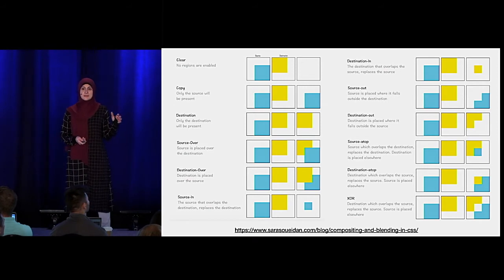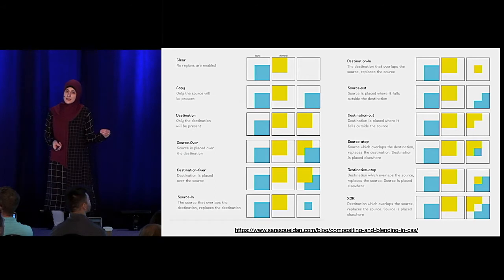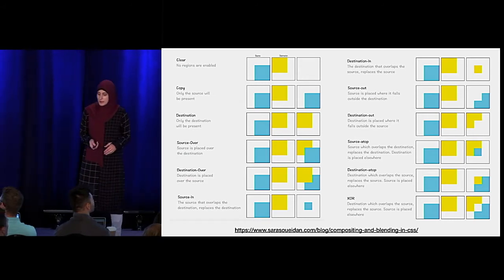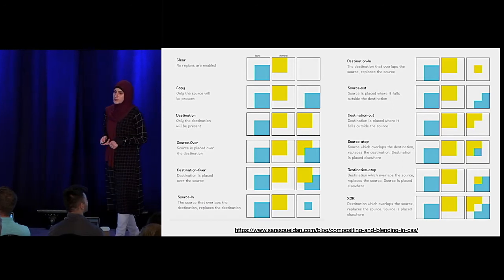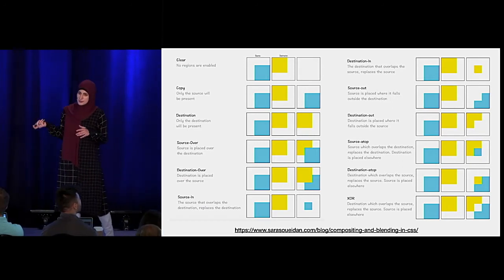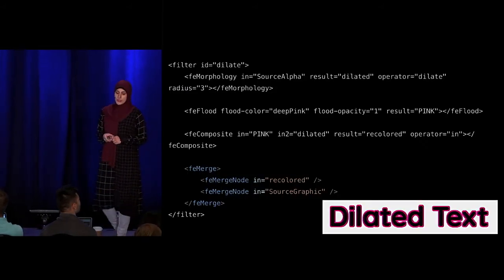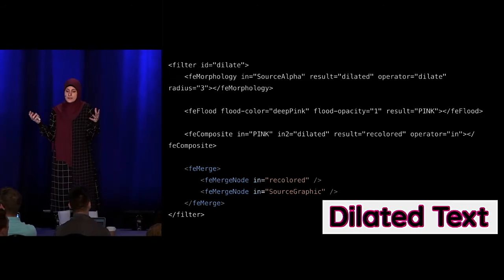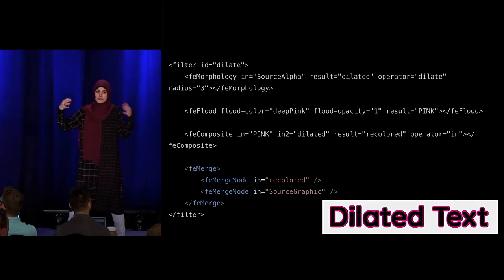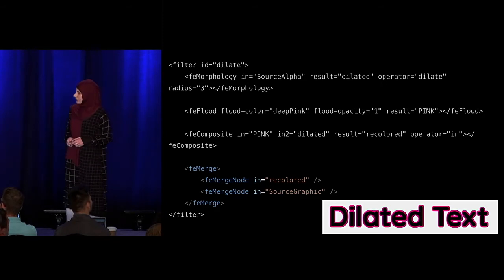Am I making sense? Okay. So in other words, compositing the flood color with the dilated text is how you colorize that text. And at this point, the colored shadow is the only thing that is rendered on the screen, so we need to make sure that the source graphic is, again, layered on top of it, and that can be done, again, using the FE merge filter primitive. So I take the recolored back or dilated version of the text. So the pink text is the dilated version of the original text, and then I put the source graphic on top of it, and this is how you add an outline to a piece of text.